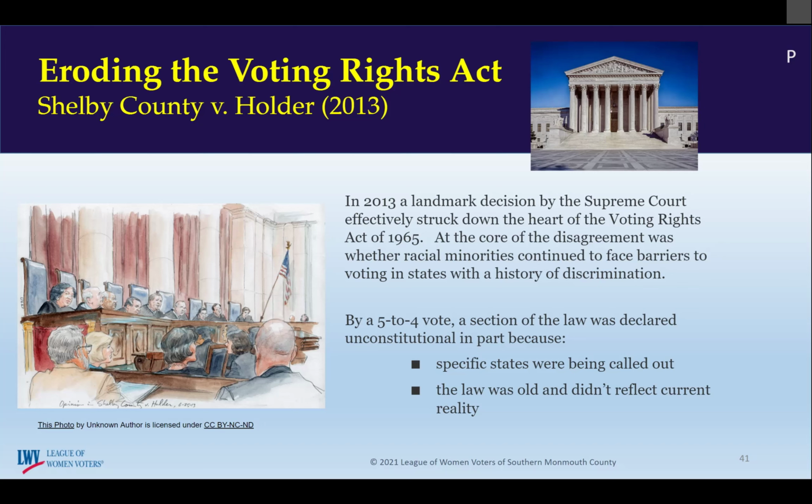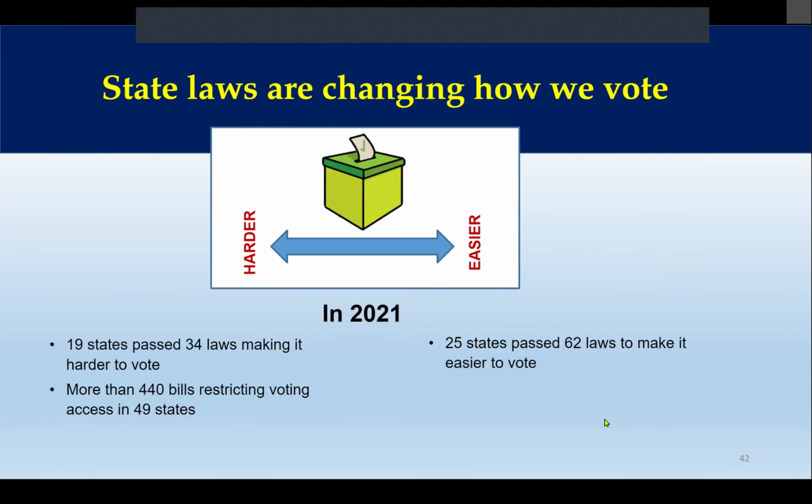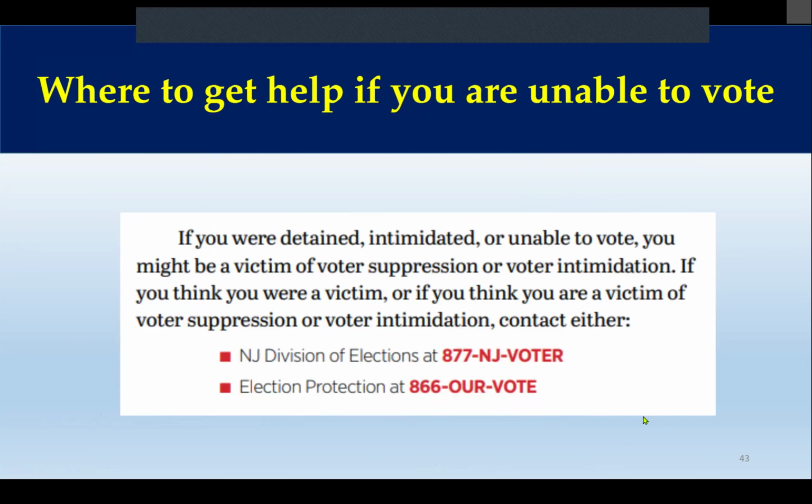So by a 5-4 vote, the law that helped the government keep people from discriminating against, particularly, people of color was struck down. And since that time, there have been enormous changes in voting rights. In some cases, it has made it easier to vote, and in some cases, much more difficult to vote. If you are ever concerned that your rights to vote are being violated, there are 2 numbers here that you can call.